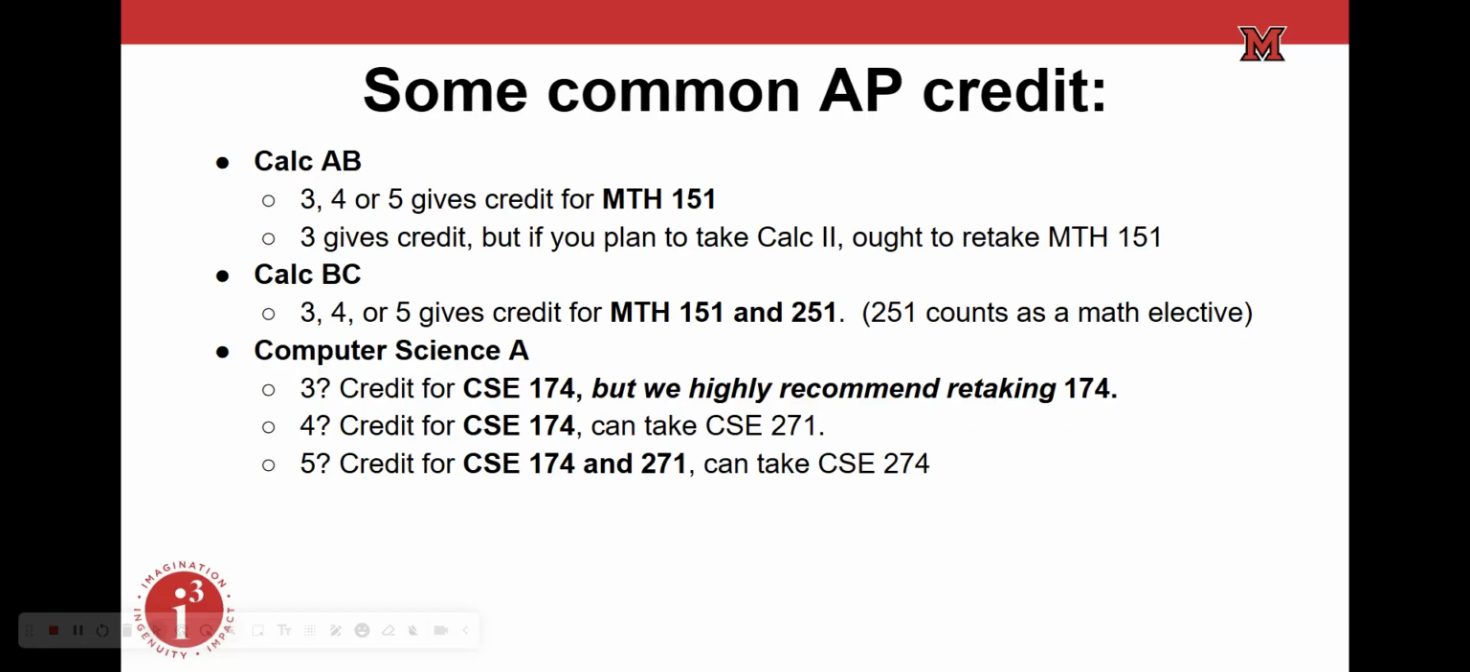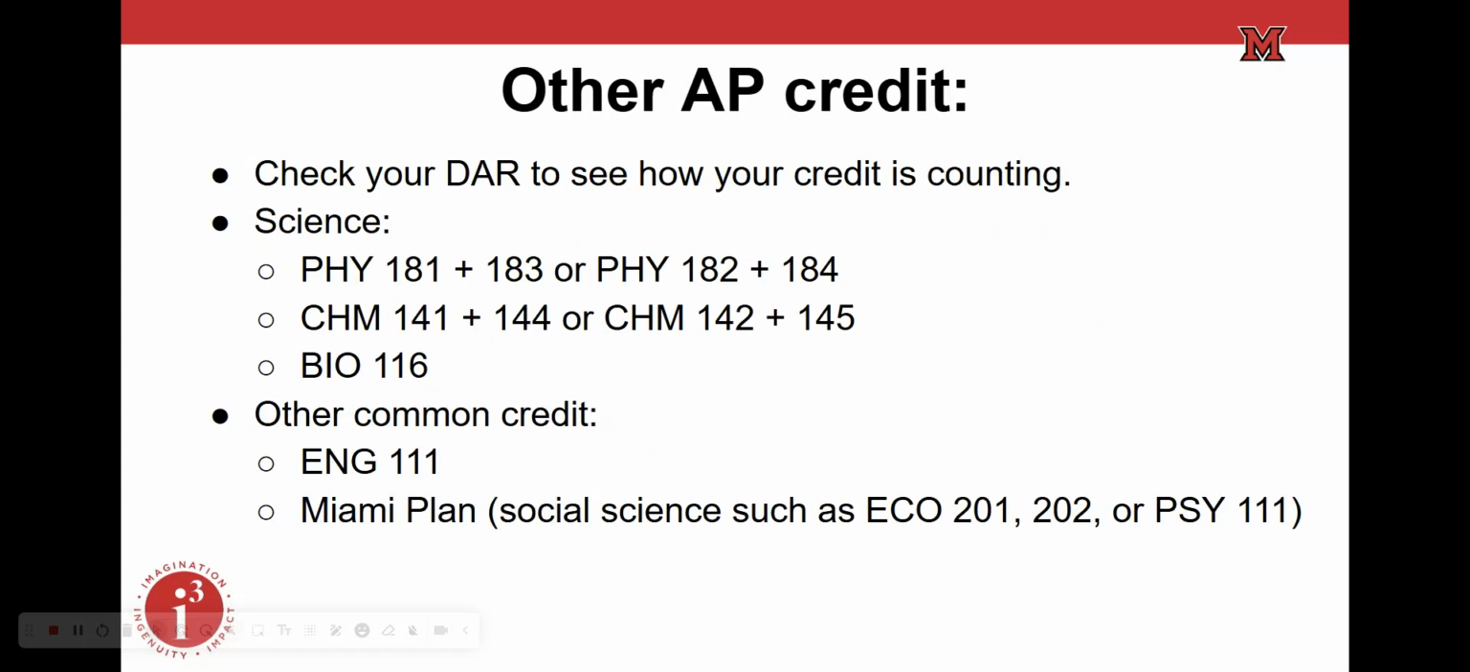Some other AP credit, you could have credit for Calc A, B, or BC, depending on your 3, 4, or 5, or you could have come in with Computer Science A credit. You could possibly get out of a coding class or 2, depending on your score for your Computer Science A credit if you brought that in. Some other AP could be your physics, your chem, your bio, maybe some English, or even Miami Plan classes. So make sure you are aware of all of AP credit that you've brought in.